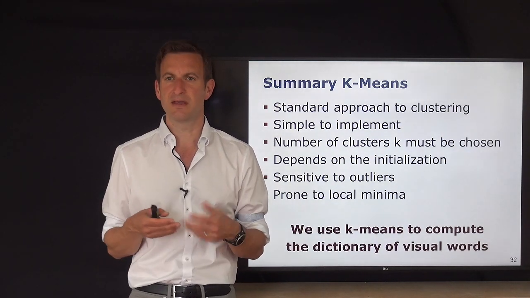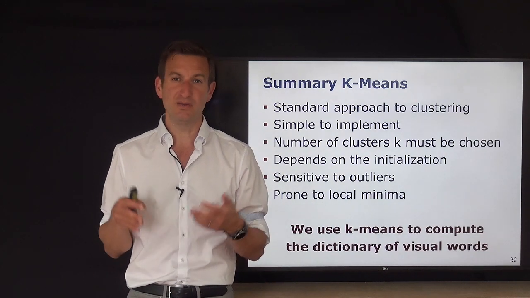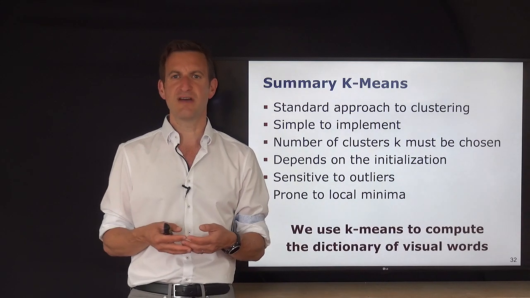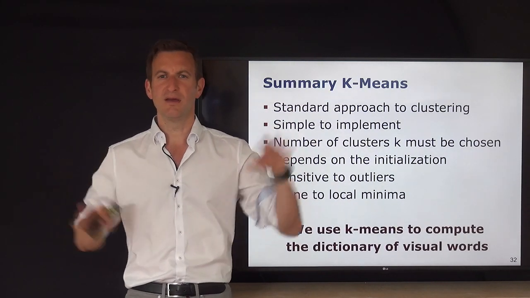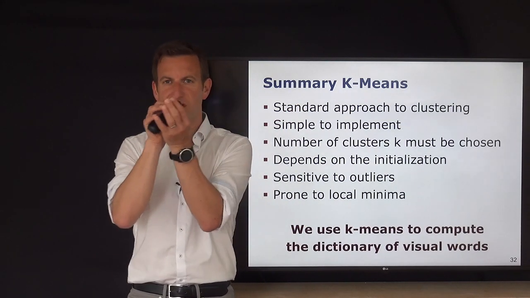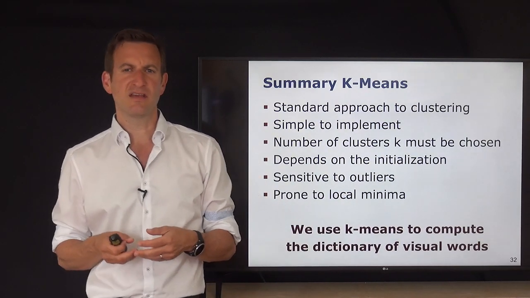So you may want to think about how to initialize your clusters. One example would be to randomly draw data points from the visual features you have detected, and maybe you can have a smart way of distributing the initialization a little bit in feature space, so that not everything is clustered in a very local region, which may be suboptimal. The second thing is k-means is sensitive to outliers.